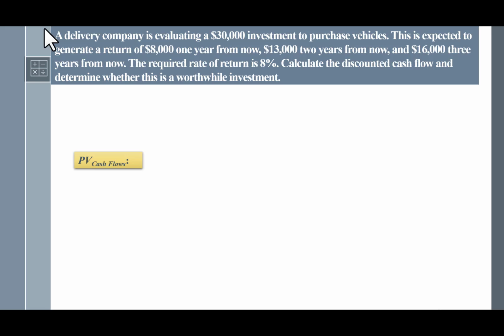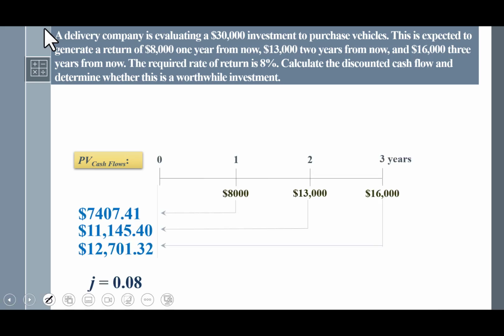So 30,000. If we add the inflows, 8,000 plus 13,000 plus 16,000, you will see that this is more than 30,000. Does that mean it's a good investment? No, because these are future values and the other one is a present value. That's why we have to find the discounted cash inflow for all of them. Basically, that's what we need to find: the discounted cash flow for each one of them. We can find them using the old method. We don't have to use the discounted cash flow worksheet.